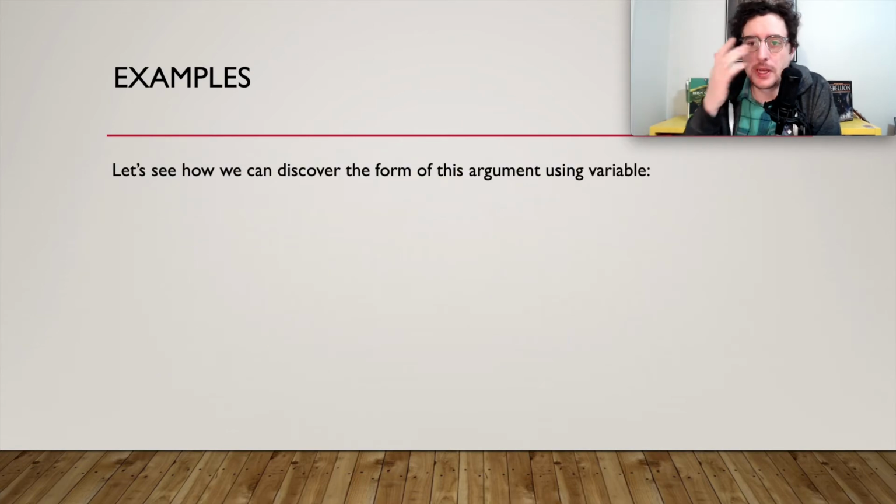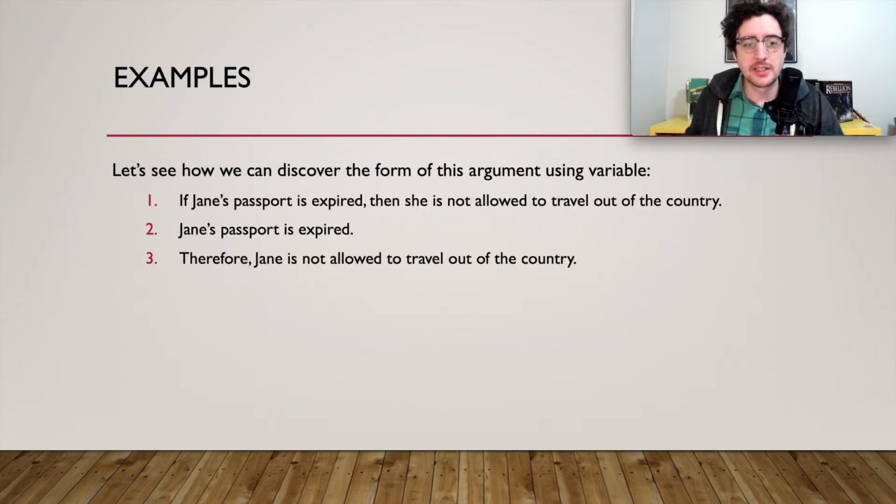Let's see how we can abstract the form of an argument using the mathematical idea of a variable. So let's look at this argument again. Notice in this first premise, it has two statements. Jane's passport is expired, and she's not allowed to travel out of the country. But these two statements are combined into a larger statement using the if and the then. This kind of statement is oftentimes called a conditional statement. It says on the condition that Jane's passport is expired, she won't be allowed to travel out of the country.